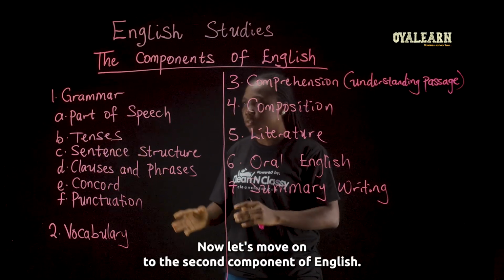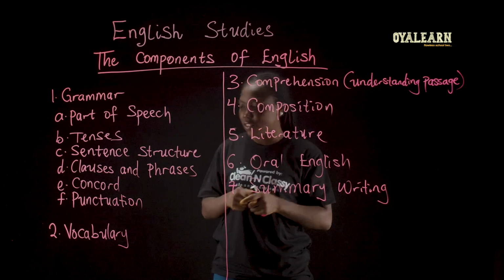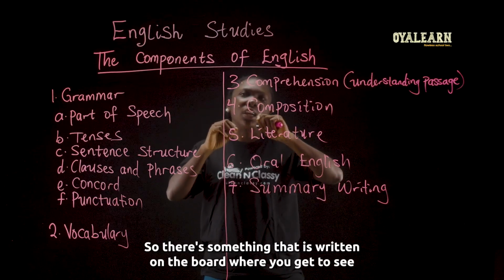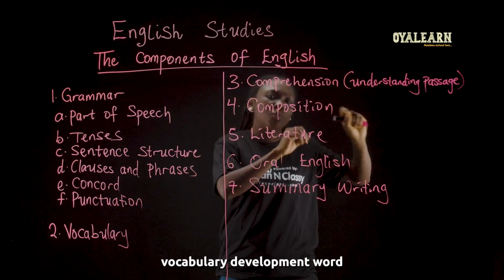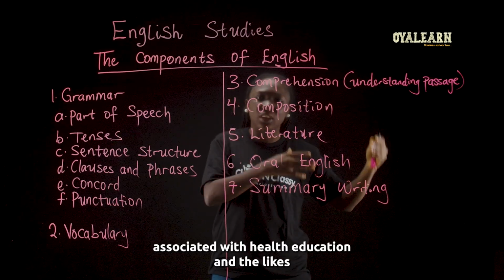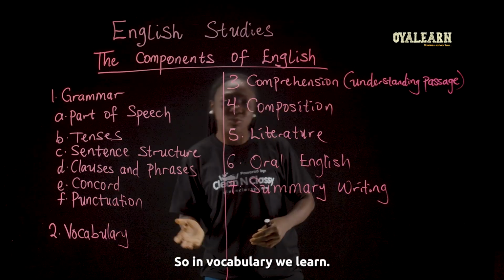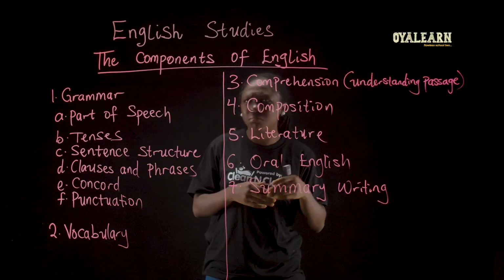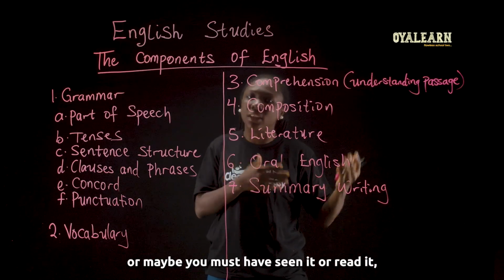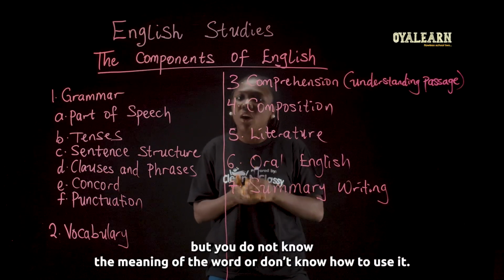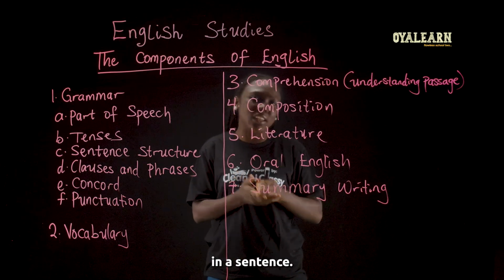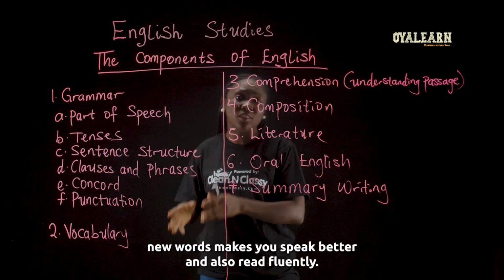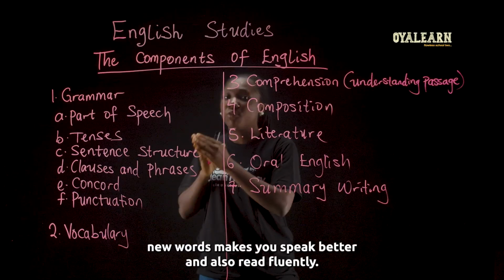Now, let's move on to the second component of English. We have the vocabulary. There's something written on the board where you get to see vocabulary development, words associated with health, education, and the likes. So in vocabulary, we learn new words, words that you probably must have seen or read, but you do not know the meaning of the word or how to use it in a sentence. So in this part of English, you learn new words. And learning new words makes you speak better and also read fluently.